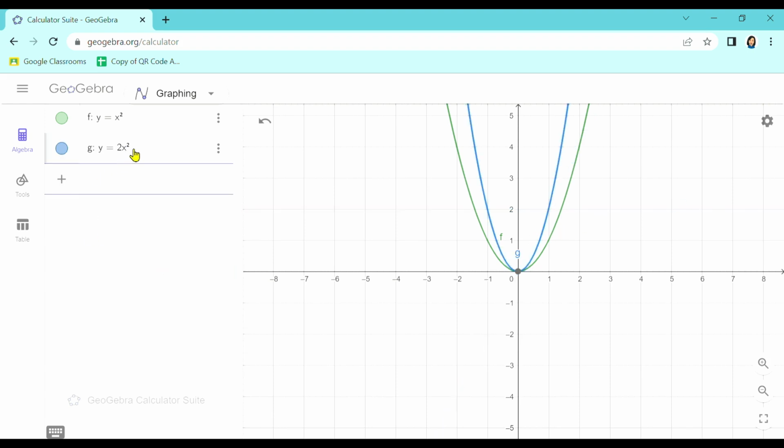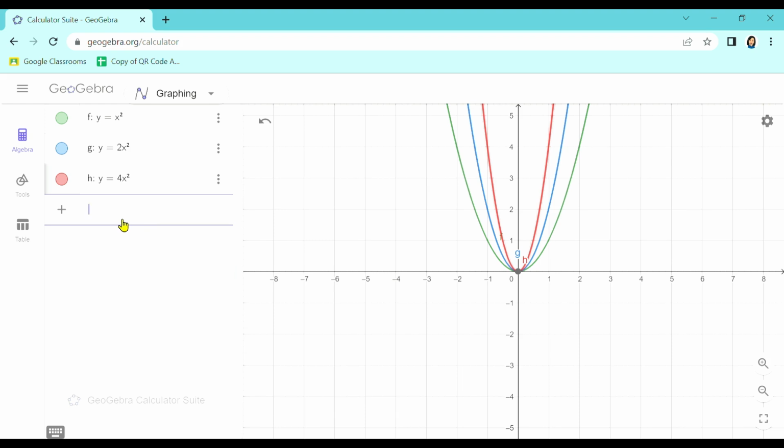Earlier, we have learned that when we multiply x squared with a greater than 1, our graph becomes narrower. And it is true. Let us try another function. Y equals 4x raised to 2. Again, the graph becomes narrower. As our a here increases, our parabola becomes narrower.